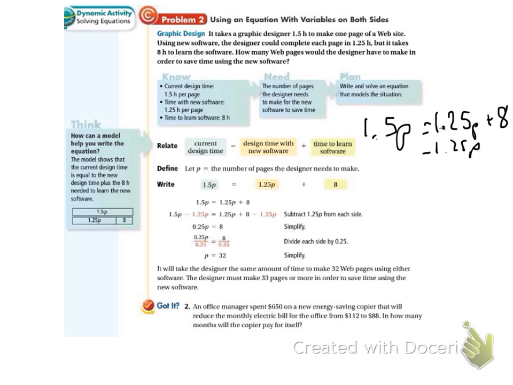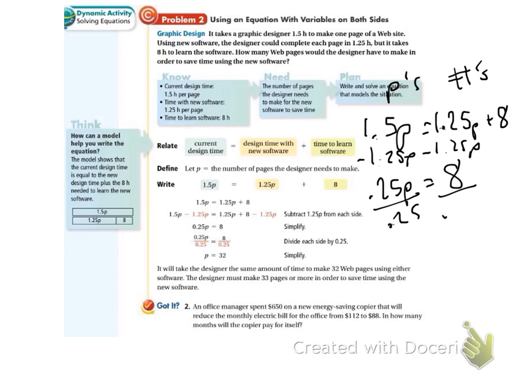Subtract 1.25p. I'm making the left side my p's and the right side my numbers. That gives me 0.25p equals 8. And when I divide by 0.25, I get p equals 32.